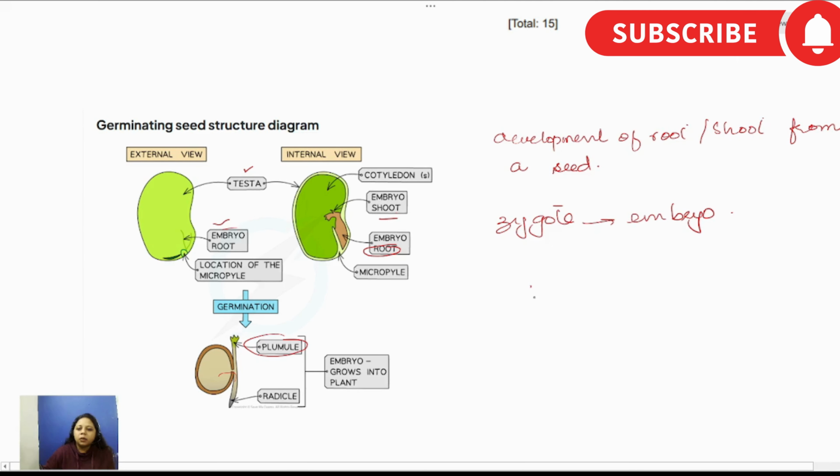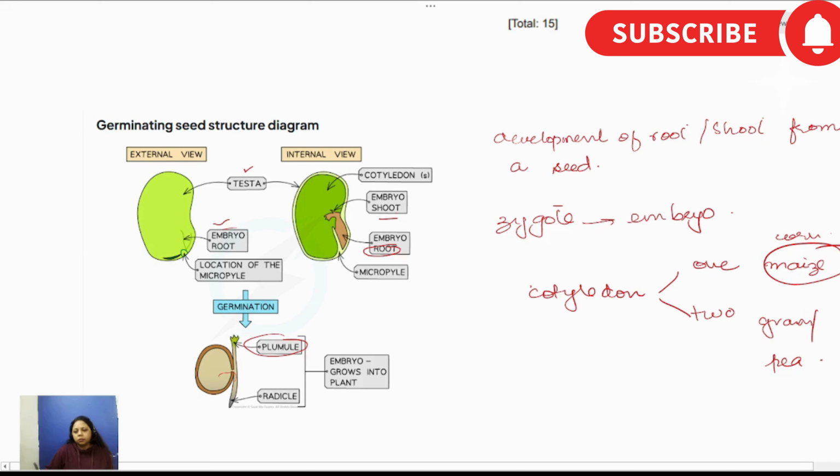Then one more thing I have missed, a cotyledon is present. So cotyledon is a concept of chapter number 1. Then there are two types of cotyledons, monocotyledon with one cotyledon or dicotyledon with two. I'll give you an example of maize or corn, and the gram seed or pea, which is a dicotyledon. So cotyledons are also developed, which actually contain the food for the plant, or they store food.